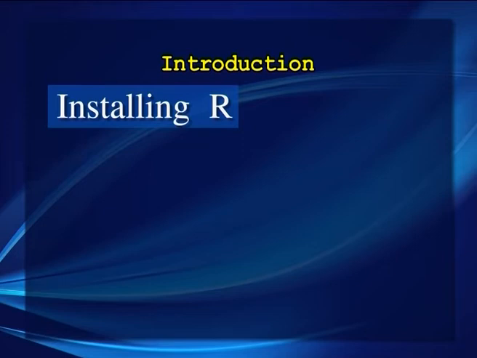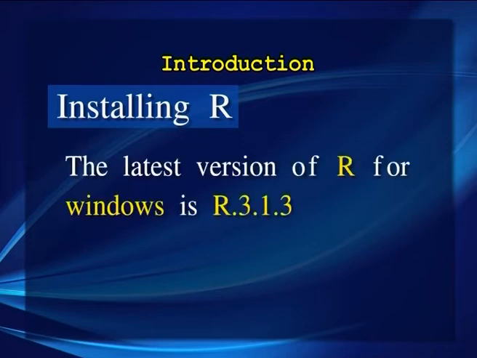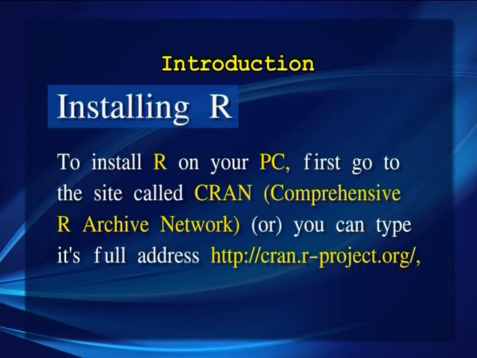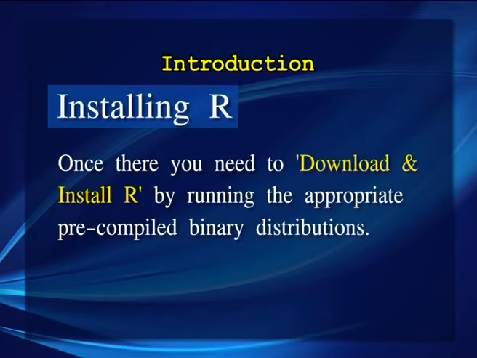So, how do we install R? The latest version of R for Windows is R 3.1.3. To install R on your PC, first go to the site called CRAN, that is Comprehensive R Archive Network, or you can type its full address http://cran.r-project.org/. Once there, you need to download and install R by running the appropriate pre-compiled binary distributions.